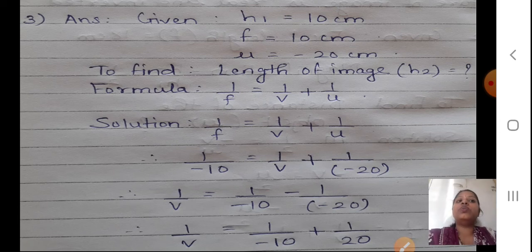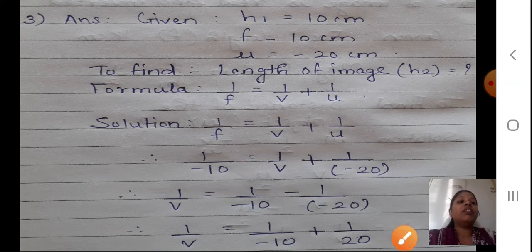h1 is equal to 10 centimeter they have given. f is equal to 10 centimeter they have given. u is equal to minus 20 centimeter. We will take it so as it is a concave mirror. Now to find, what we have to find students? Length of the image. That is h2. Tell me, here focal length, you will take it as positive or negative students? Yes, you will take it as negative as it is a concave mirror.